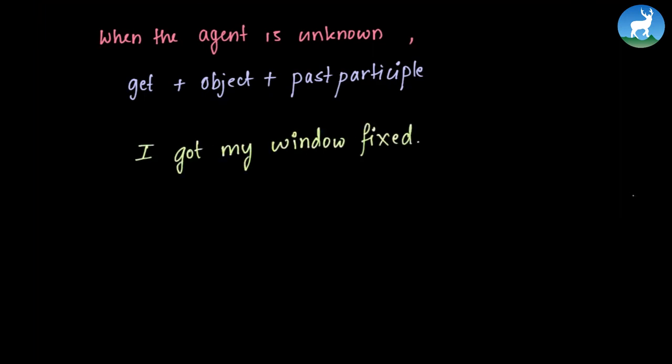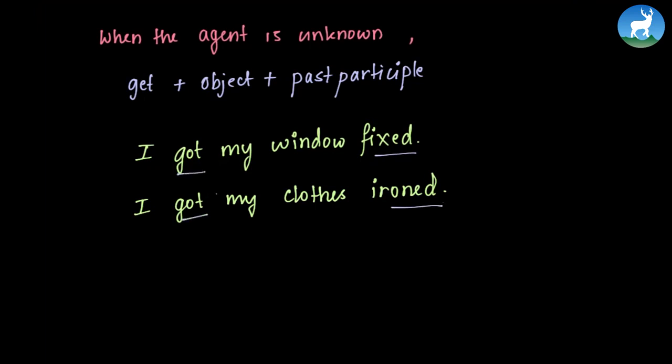I got my window fixed. I got my clothes ironed. So here, fixed and ironed are the past participle forms, and after the form of get, we are placing an object, that's a window in the first sentence, and in the second sentence, the clothes are the objects, and then the past participle form, that's fixed or ironed. So when the agent is unknown, we use this structure.